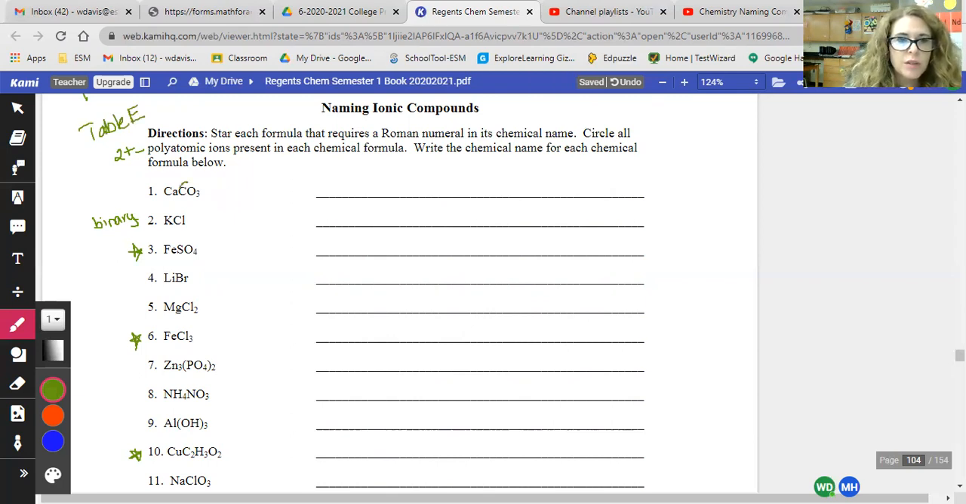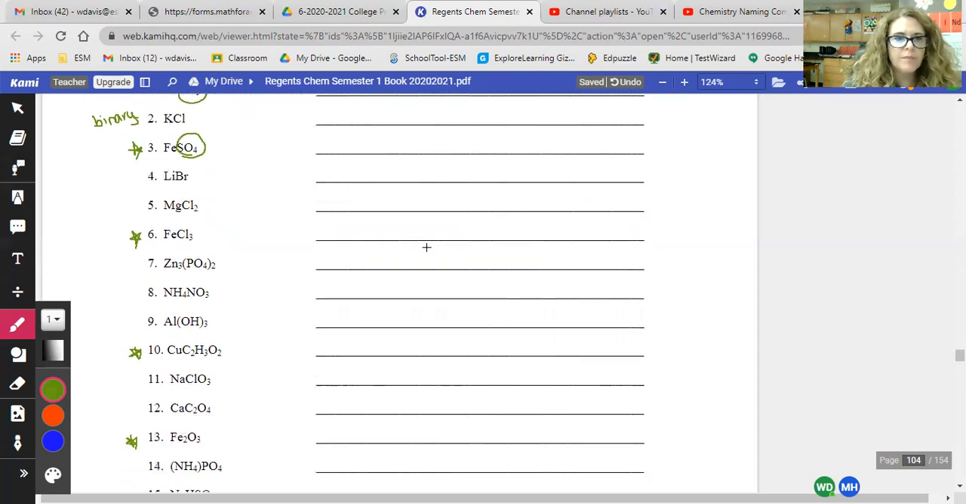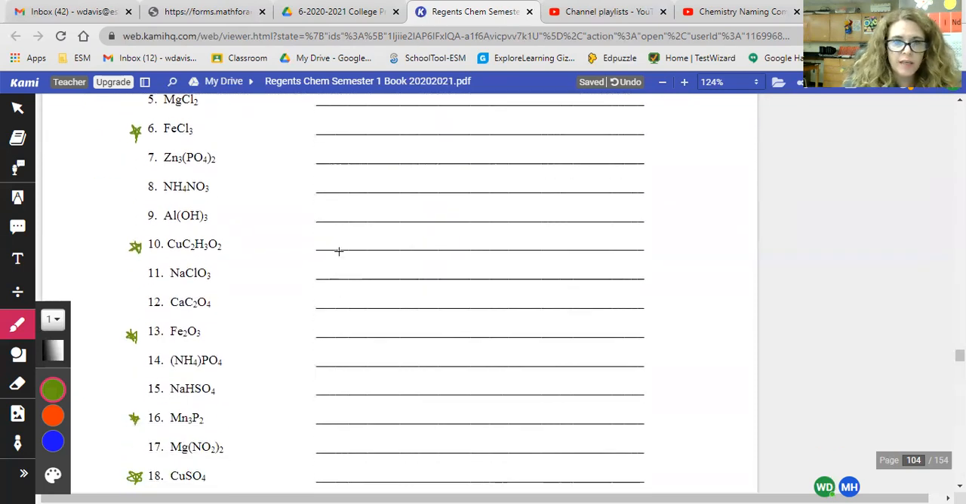So now I'm going to circle my polyatomic ion here. That's binary, no circling needed. Now I'm going to circle my sulfate. I'm circling what I find on table E. And then 4 and 5 are binary. 6 is binary. 7, I definitely need to circle. This one's easy because I just circle whatever's inside those parentheses. That makes my life easier.